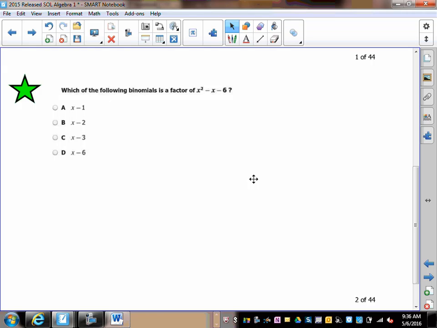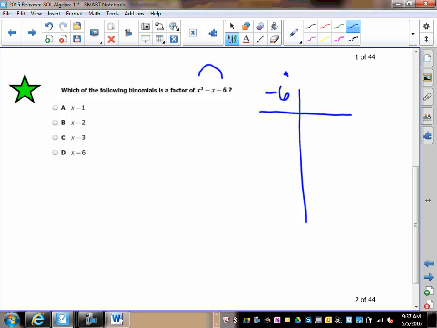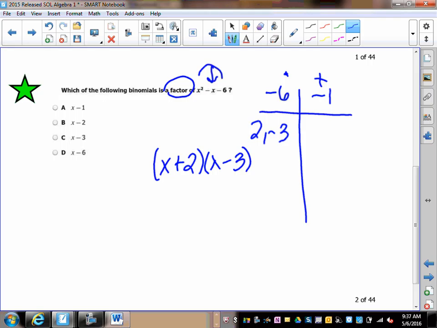First of all, what's my GCF? 1. Good. So there's nothing to factor out with my GCF. So we can move straight to our t-chart. And we need what multiplies to give me negative 6, but adds to give me negative 1. What accomplishes that? Which two numbers accomplish the t-chart? Good, 2 and negative 3. Good, so can I take the shortcut? Yeah. So x plus 2 times x minus 3, they ask for the factor, which is in parentheses, so which one's our answer?